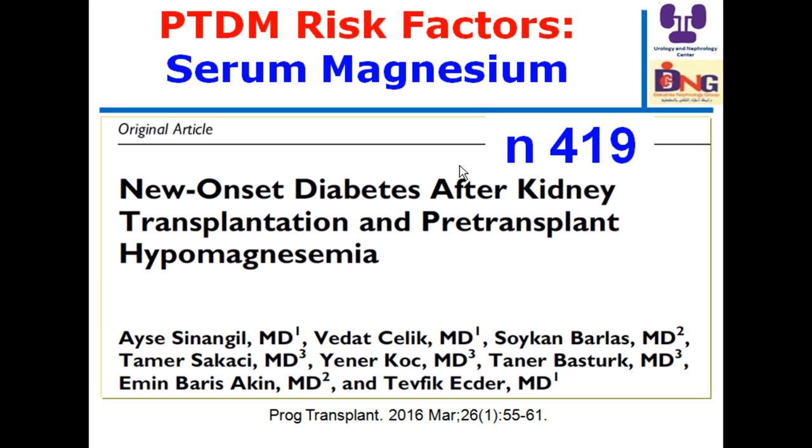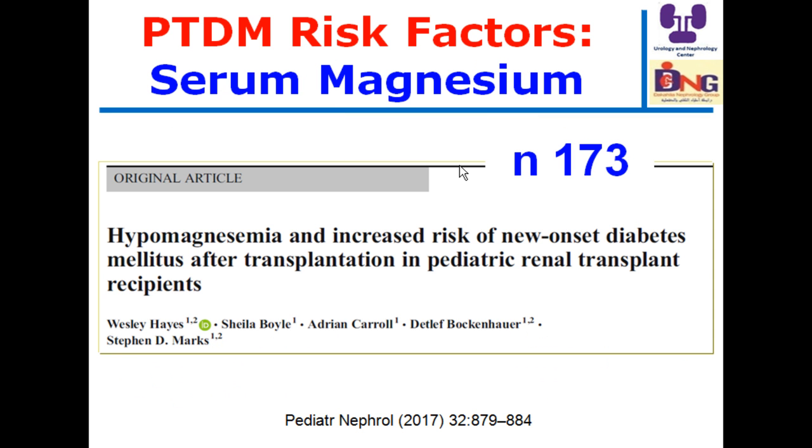The incidence of hypomagnesemia is high among patients with type 2 diabetes. Hypomagnesemia is a common finding, especially in the early post-transplantation period, and is particularly correlated with the use of calcineurin inhibitors, including cyclosporin and tacrolimus. So we should think of other non-traditional risk factors like serum magnesium. Again, this is a study in pediatric renal transplant recipients, including 173 patients. Hypomagnesemia increased the risk of new onset diabetes after transplantation.